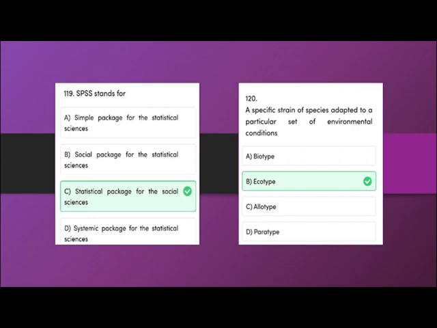And the last question. A specific strain of species adapted to a particular set of environmental conditions is called an ecotype. So guys, how was the question?